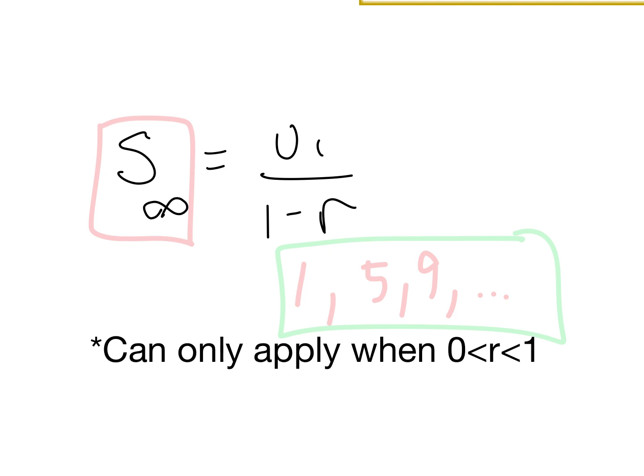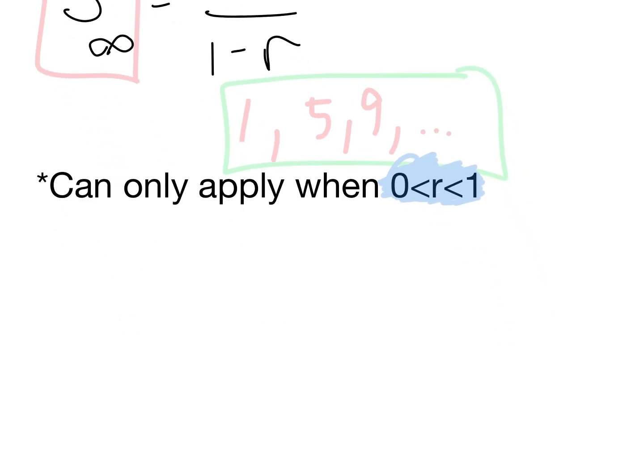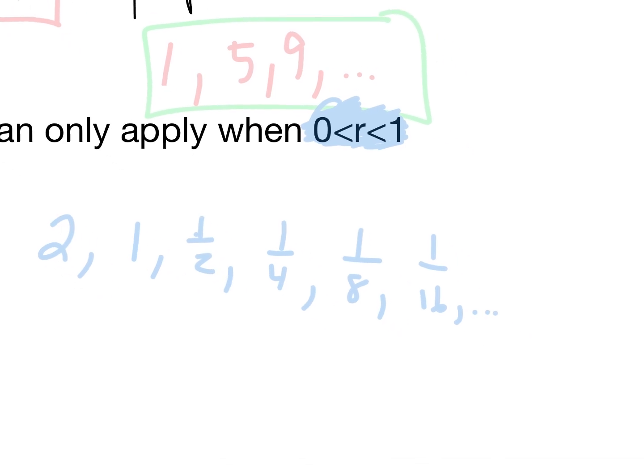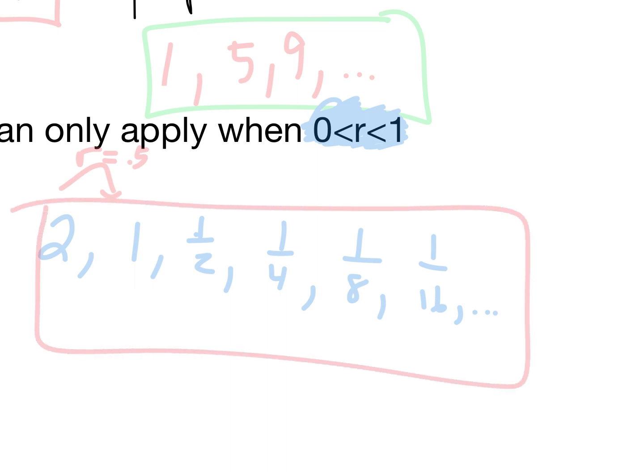You can only do this when you're multiplying by a decimal. That's what this means. Your R, your rate, has to be between 0 and 1. So if you have a series like this, 2, cut it in half. 1, cut it in half. 1/2, cut it in half. 1/4, cut it in half. 1/8, cut it in half. 1/16, and so on. That kind, where the thing you're multiplying by is 1/2, the R equals 0.5. As long as your R is less than 1, you can add up this kind to infinity.